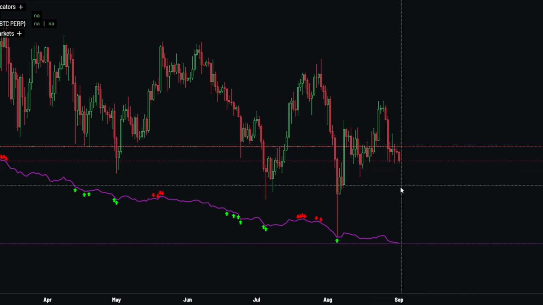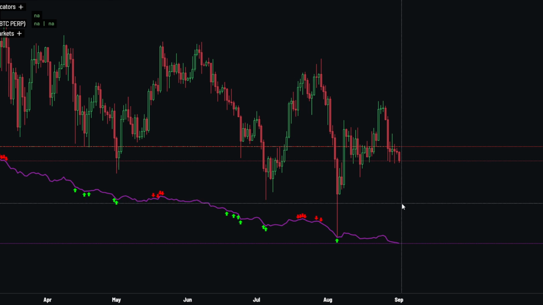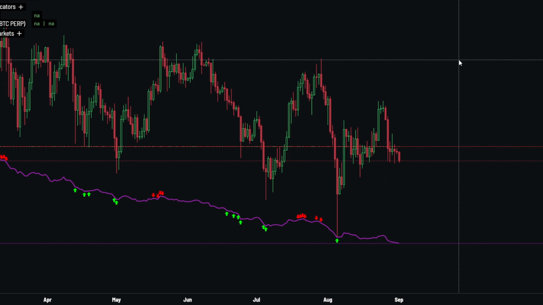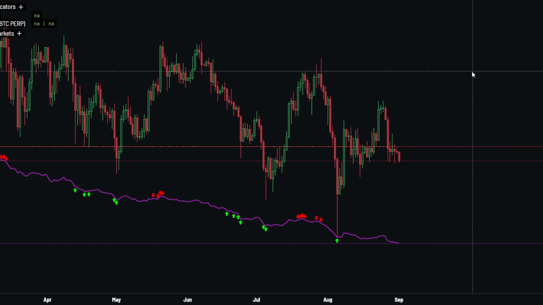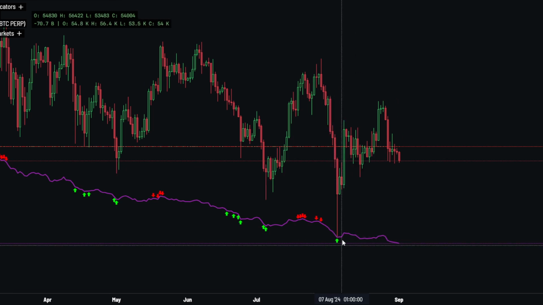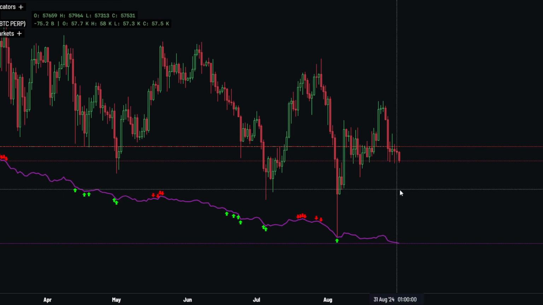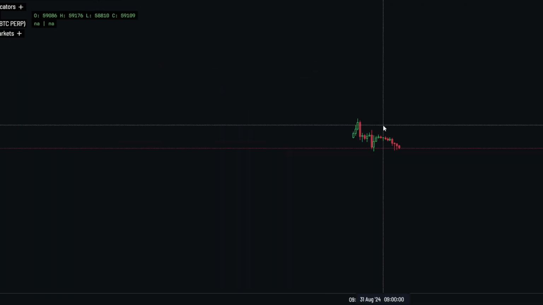So that means it opens the scenario, okay, even if we go down for our wave 2 or for our wave B here, then we might go up again for a wave C or a wave 3, because the bulls are still stronger in this range, right? So that is a nice indicator on the 4-hour chart.